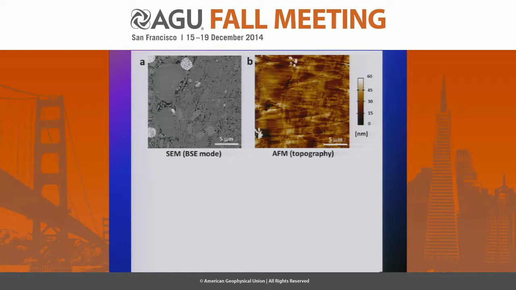This is a scanning electron microscopy image of a region. You can see here this is a quartz grain. We see here the framboids. We can see there's not that much organic matter. That's the black points here.